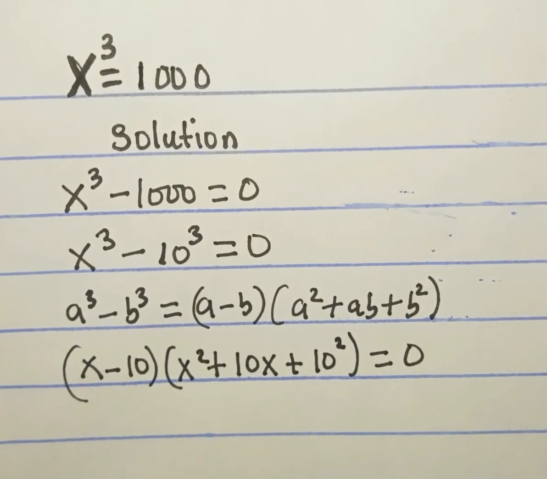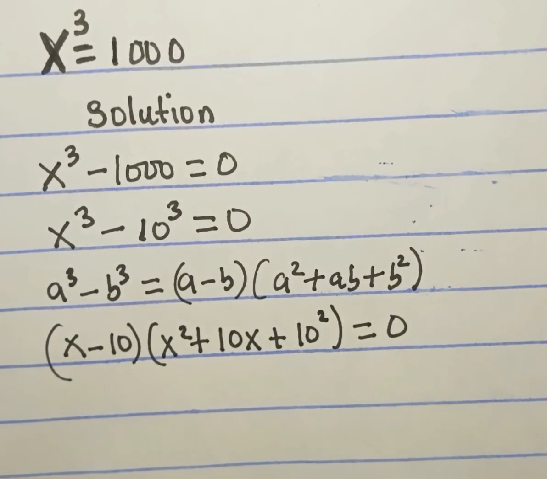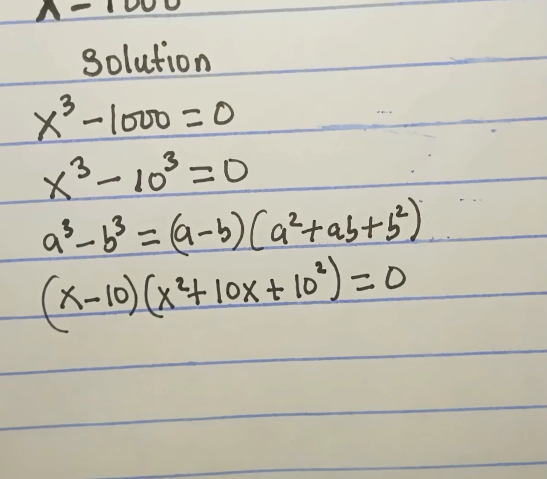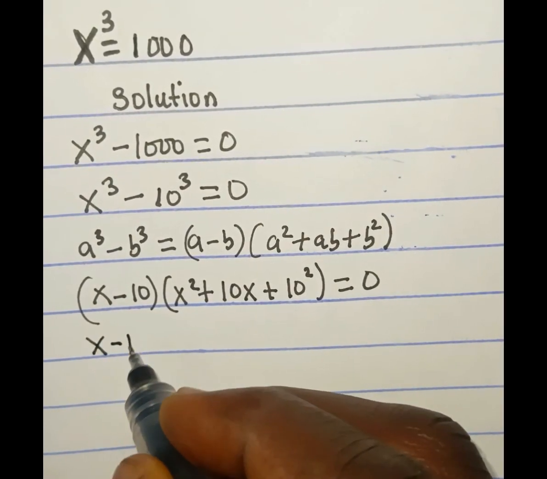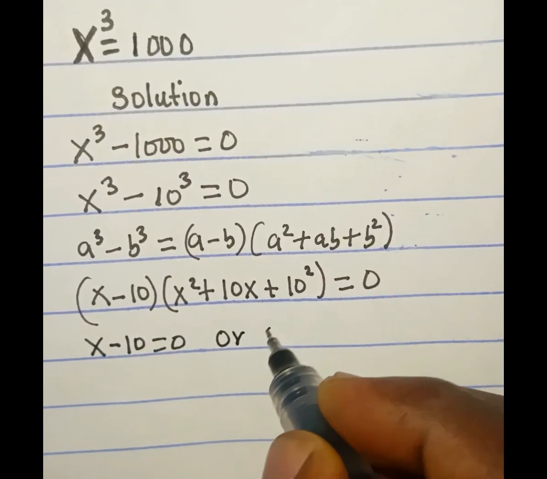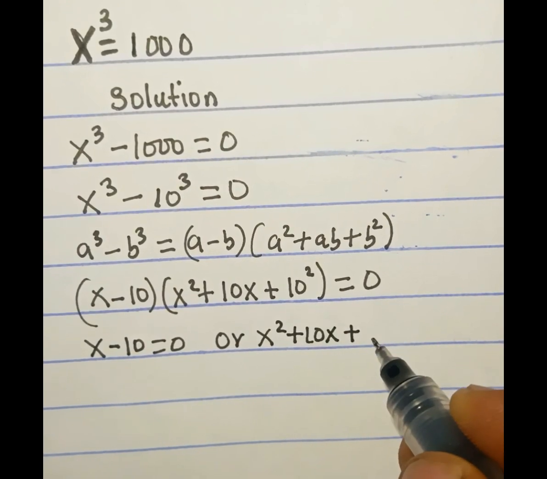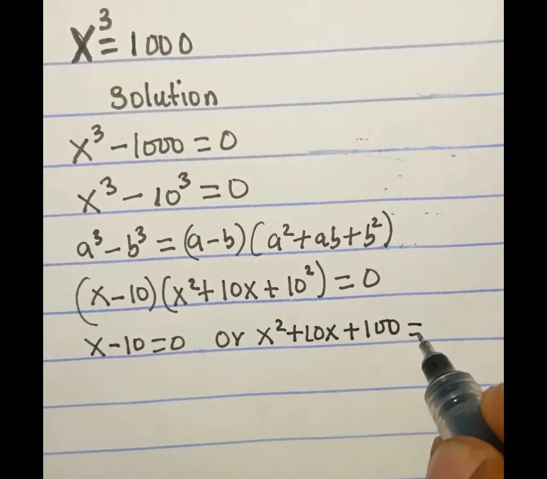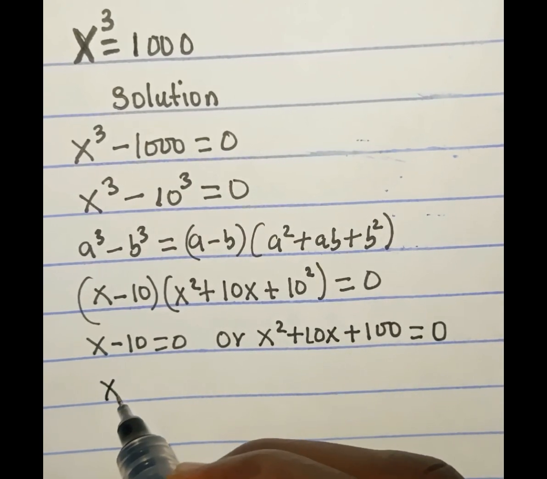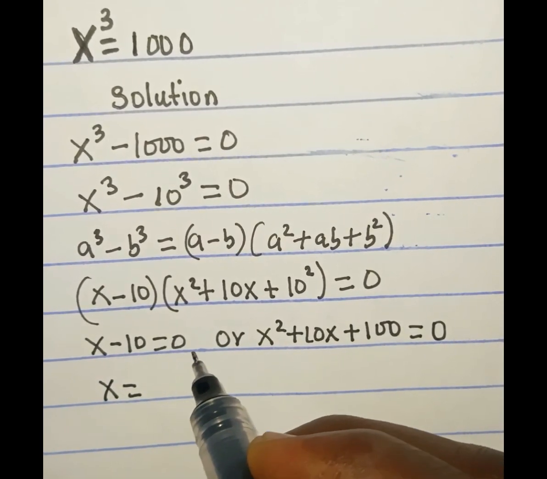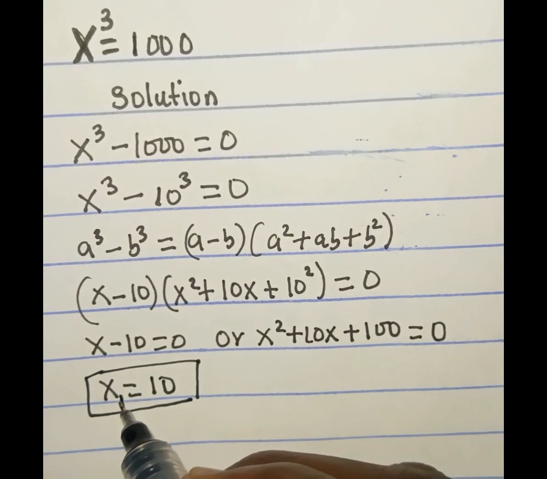Recall that when you have two terms multiplied by each other and the product is equal to 0, either the first term is 0 or the second term is 0. So we're going to equate x minus 10 equal to 0, or x squared plus 10x plus 10 squared, which is 10 multiplied by 10, giving us 100, equal to 0. Now we're going to solve for the value of x from this side. x will be equal to, when we take 10 to the right hand side, it becomes positive 10. So this is one of the solutions. x is equal to 10.